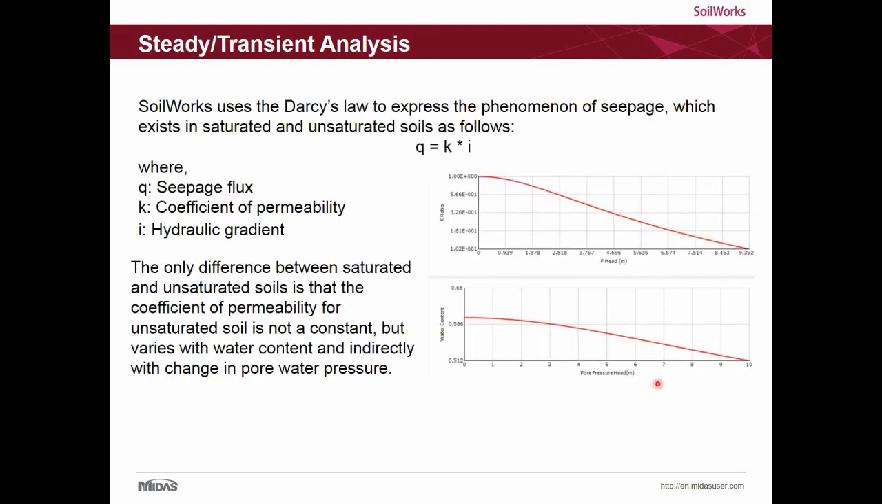SoilWorks uses Darcy's law to express the phenomena of seepage, which exists in the saturated and unsaturated soils as shown over here. The difference between saturated and unsaturated soils is that the coefficient of permeability that varies with water content, and this water content varies with pore water pressure as shown in this graph. So indirectly, the coefficient of permeability changes with respect to pore water pressure.